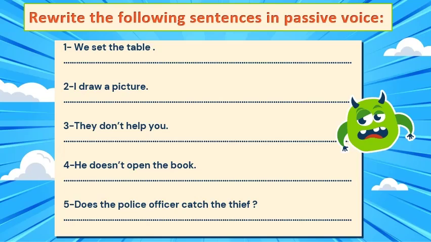We sit the table. Where is the object? The table. So start with the table. The table here, singular or plural? Sure, singular. I will add is. So sit here, I want to change it to the past participle. So it will be sit by who? We. We will change to us. So the example would be, the table is sit by us.